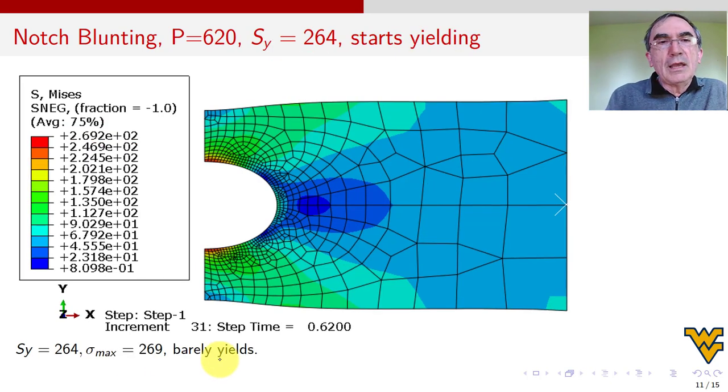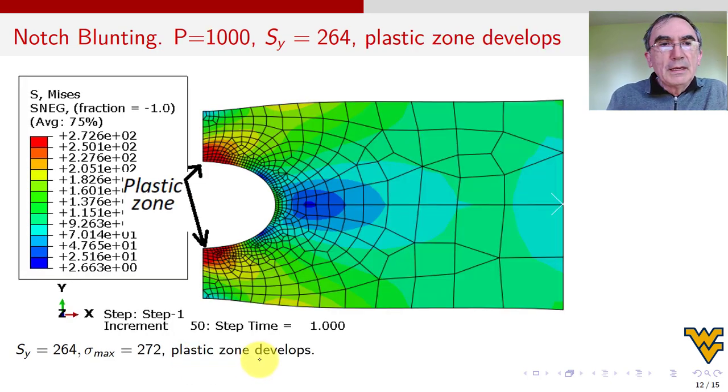But then I say, okay, crank it up to 620. 620 is going to take me to 269. But you see, it does not go crazy. It just takes you to 269. And we get this region here. It barely yields, all right? Barely yields.